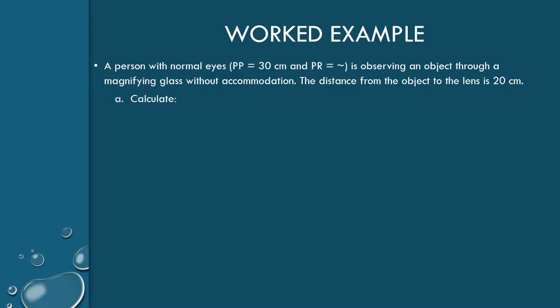Question A. Calculate I. The focal length and the power of the lens. The answer key for this question: the focal length equals 20 cm and the power of the lens equals 5 diopters. We will try to solve this question first.